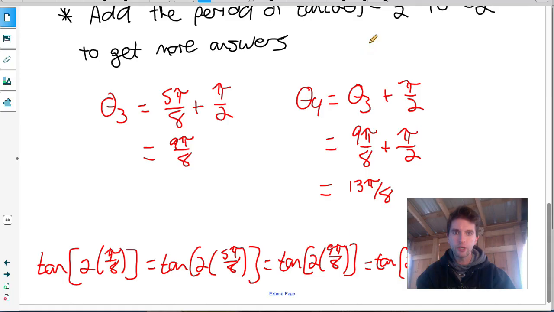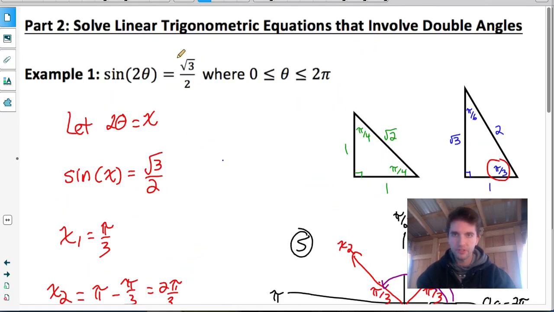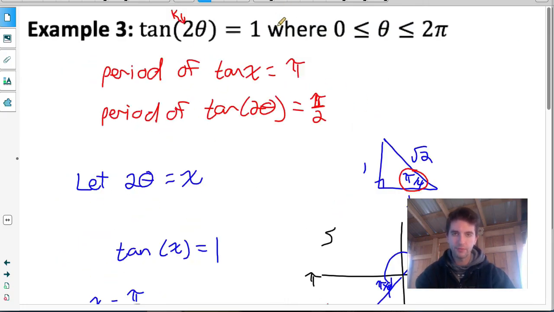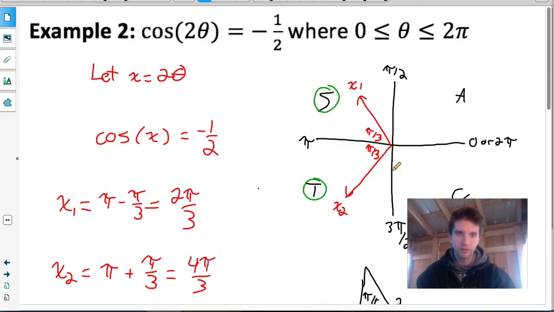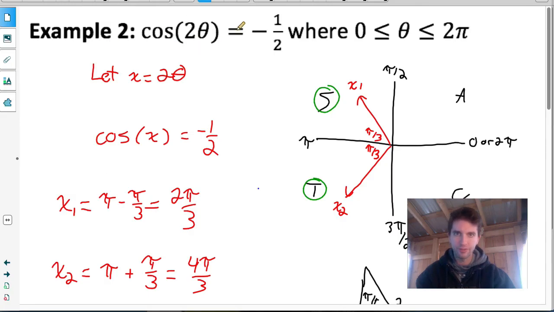I just want to make sure you know a couple things before you try the practice questions. Number 1, for all of these examples, the ratios we were solving for, so root 3 over 2, negative 1 over 2, and 1, we were able to create those with our special triangles. So if you were given a ratio, like let's say cos of 2 theta equals 2/3, that you couldn't figure out using a special triangle, you wouldn't be able to get an exact answer for it, so you'd have to use your calculator, use the inverse cos function to help you get the approximate answers.